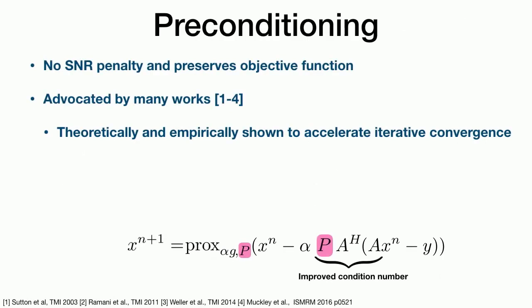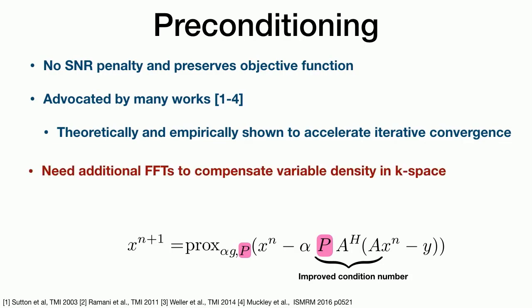A more correct way to accelerate these types of algorithms without the SNR penalty is through preconditioning. Operation-wise, instead of putting the weights in k-space, we perform a preconditioning operation after the A adjoint A operation. Together, we would get an improved condition number. Both theoretically and empirically, it has been shown by many works that this would accelerate convergence.